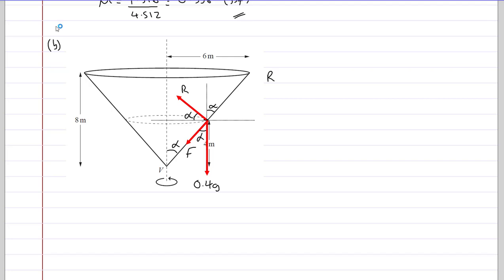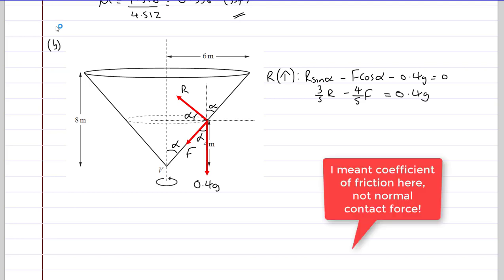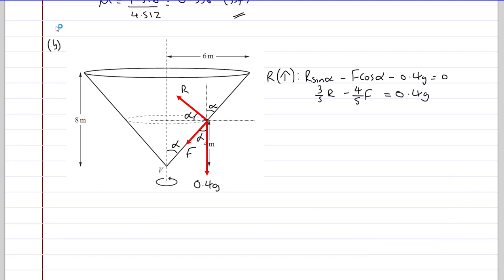If I resolve in the vertical direction, I get R sine alpha minus F cos alpha minus 0.4g. So that gives me 3/5 R minus 4/5 F equals 0.4g. But the difference this time is that I can now calculate F, because the normal contact force hasn't changed in this situation. That only represents the properties of the two surfaces. So I can now calculate F, which means the only unknown I have is R.